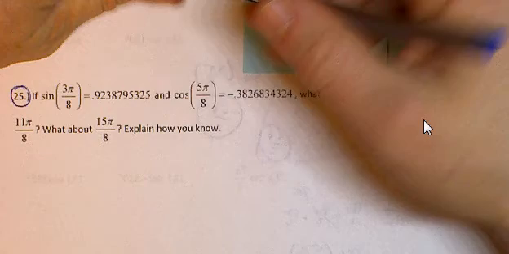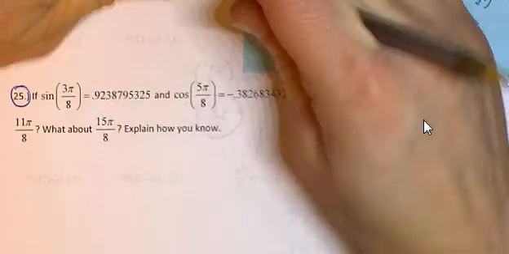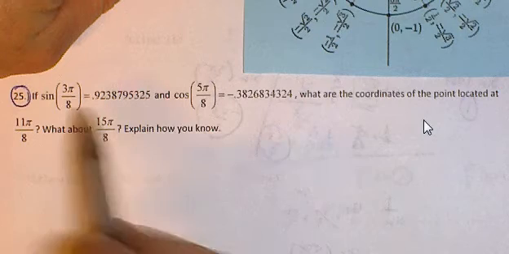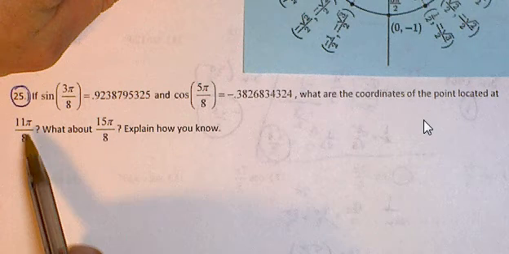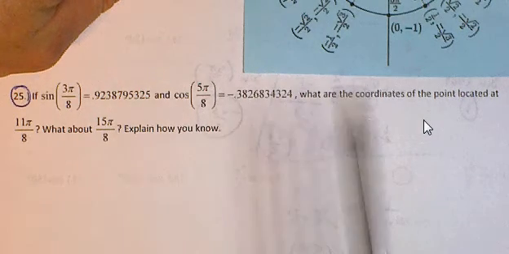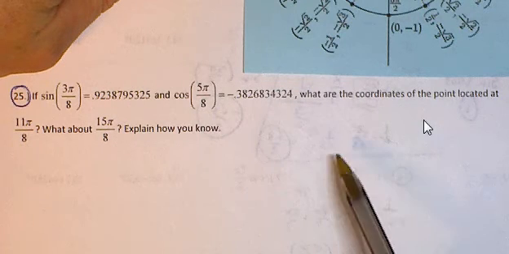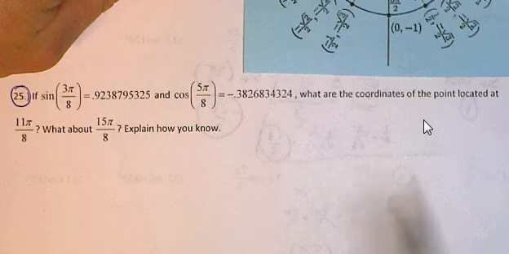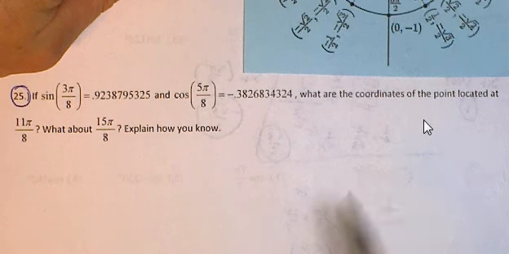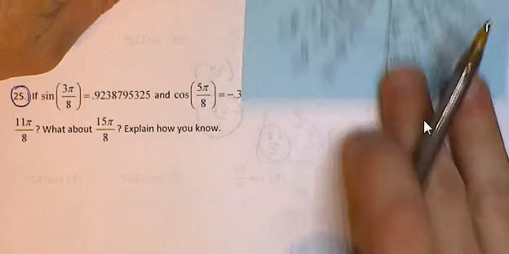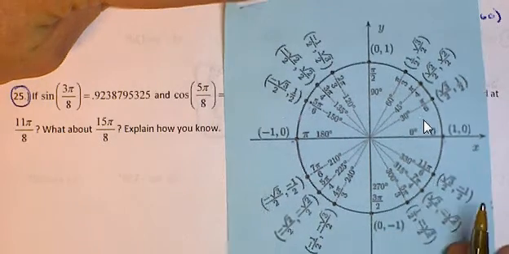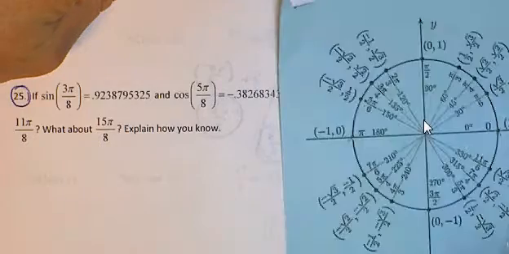So what you need to notice is that these are all something pi over 8, right? This is 3 pi over 8, 5 pi over 8, 11 pi over 8, 15 pi over 8. So we can count around the circle going by pi over 8. Now, pi over 8 is not a standard increment that most people memorize. Like on the unit circle here, it's not one that's given to us. So we have to think about just where it would be.